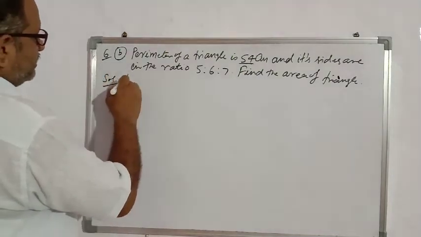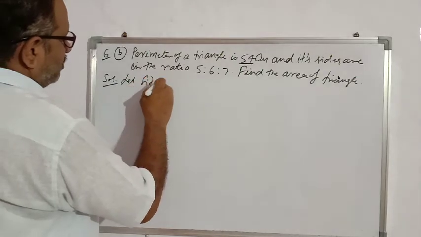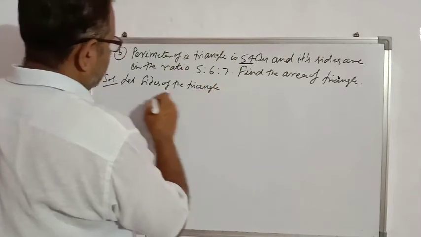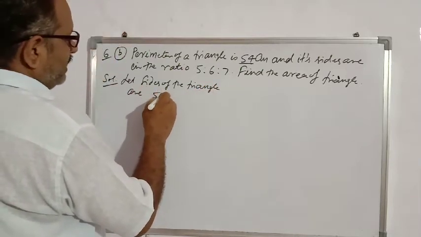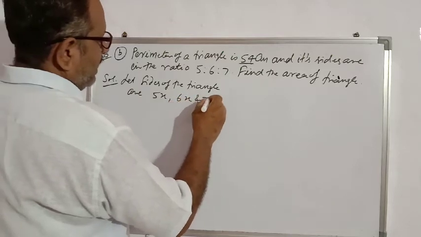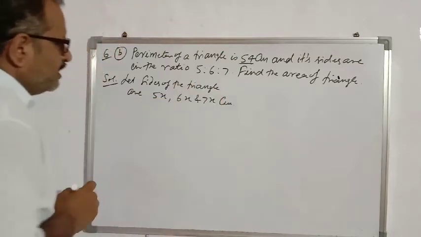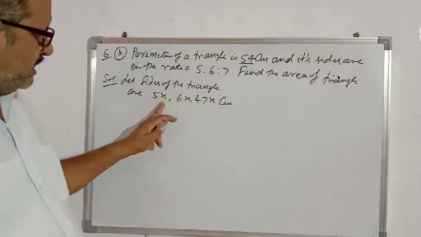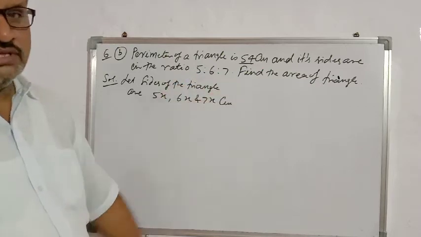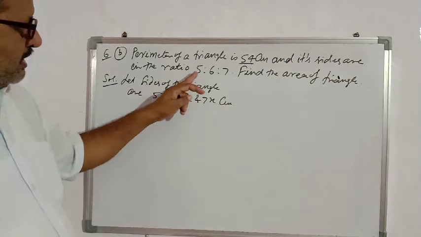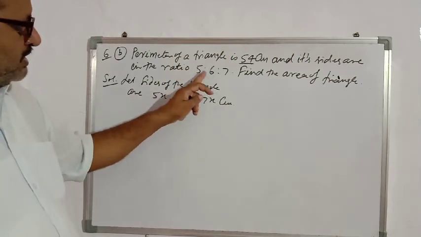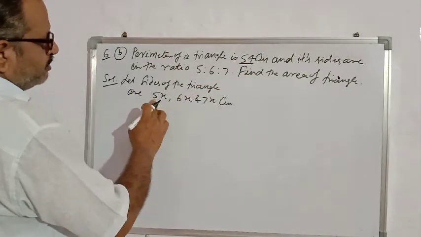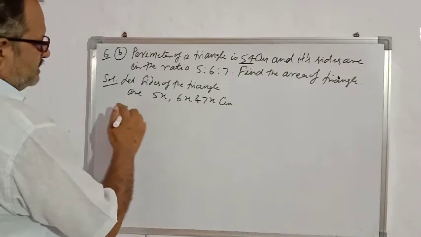So let the sides of the triangle be 5x, 6x and 7x centimeter. The ratio is given. Multiplying these ratios by a constant, we can suppose the actual sides of the triangle. Perimeter is given as 54. We know that perimeter means sum of all the sides.